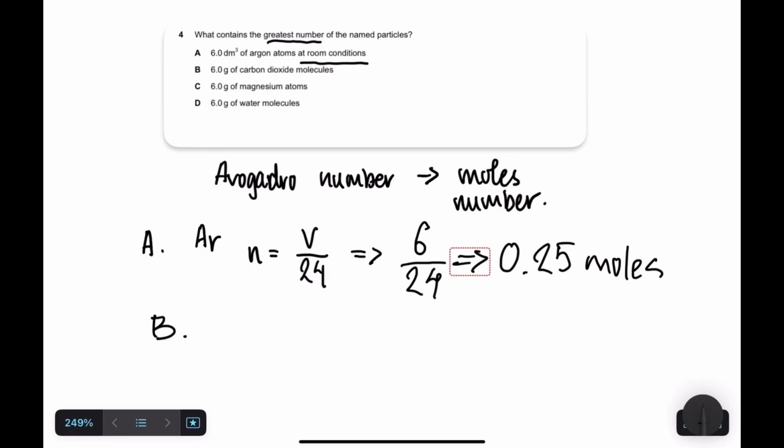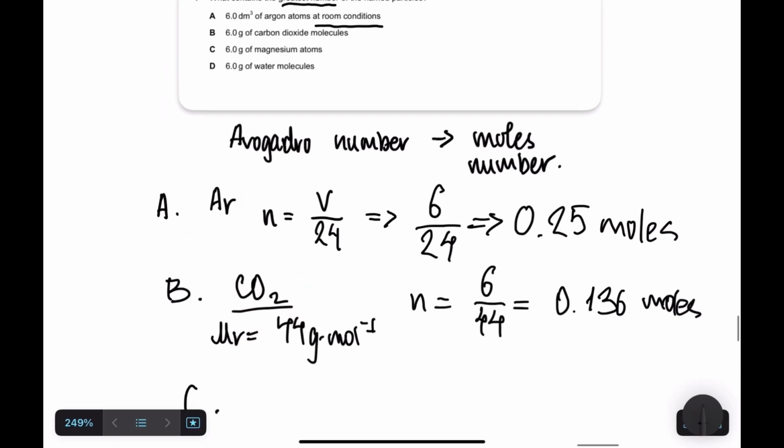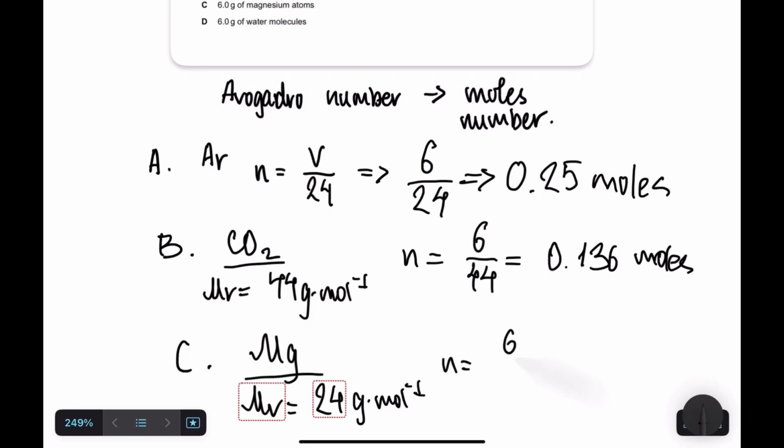And for B, it's carbon dioxide, which has a molecular mass of 44 g/mol. To find the moles of this carbon dioxide, we should divide 6 by 44. So the moles would be 0.136. For C, there is 6 grams of magnesium, which has a molecular mass of 24, and the moles would be 0.25.